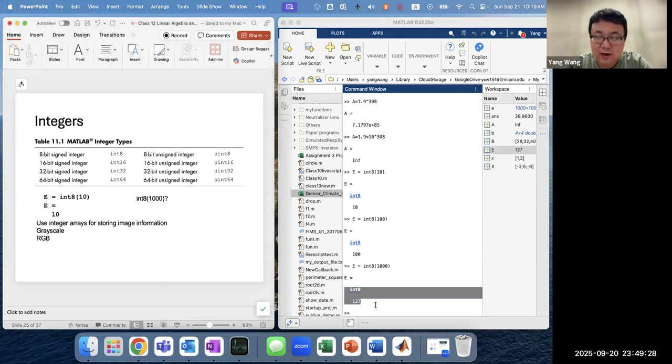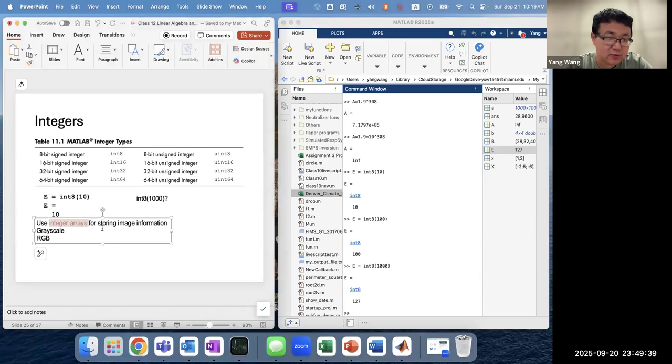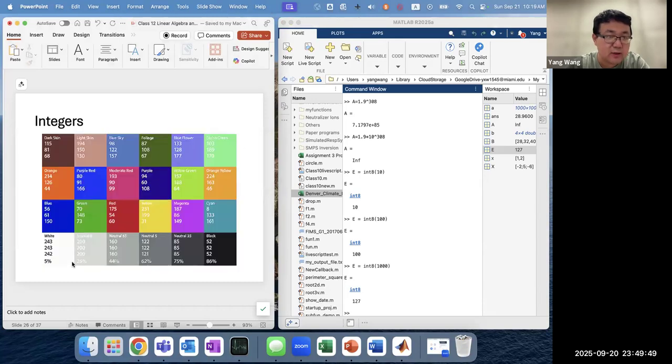It turns out that a lot of times, especially for our screen, when we are trying to show color, we don't need really large numbers to represent the color. Okay, so we use these integer arrays to store image information because we can use that for grayscale or use the integer number to show the RGB, red, green, and blue. So this is an example. So all of the numbers that we see on our screen can be represented by these integers, right? So it's RGB, red, green, and blue, right?